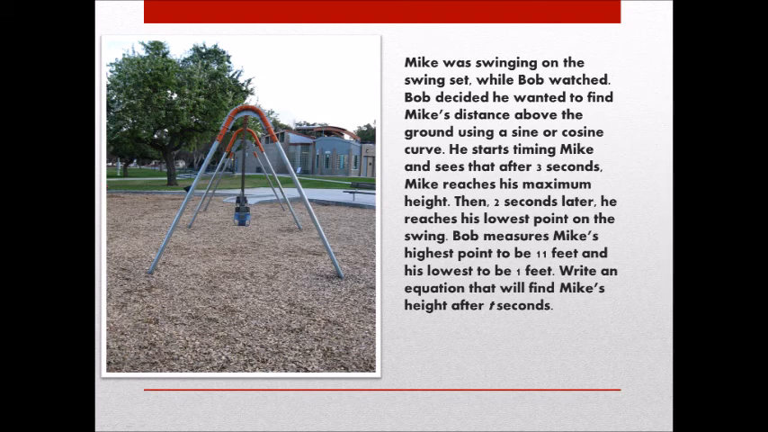Mike was swinging on the swing set while Bob watched. Bob decided he wanted to find Mike's distance above the ground using a sine or cosine curve. He starts timing Mike and sees that after 3 seconds, Mike reaches his maximum height. Then, 2 seconds later, he reaches his lowest point on the swing. Bob measures Mike's highest point to be 11 feet and his lowest point to be 1 foot. Write an equation that will find Mike's height after t seconds.